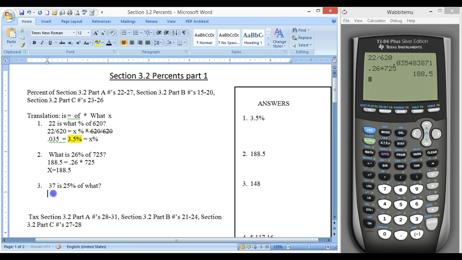Let's try the next one. 37 is 25% of what? So I'm going to translate it directly. 37, is means equals. 25% is the same as 0.25, but if you want to write 25% and then convert it later, that's up to you. Of means times, and what? We don't know, so we put in the variable x. Okay, to solve for this one, I need to isolate the x, so I need to get rid of this 0.25. So I need to do the opposite, which is divide by 0.25 on both sides of the equation.